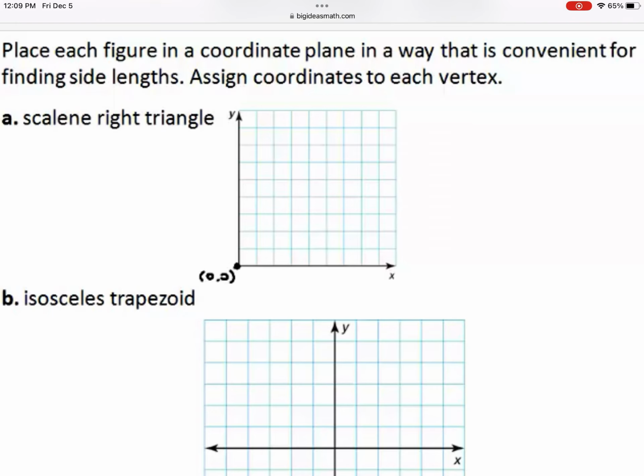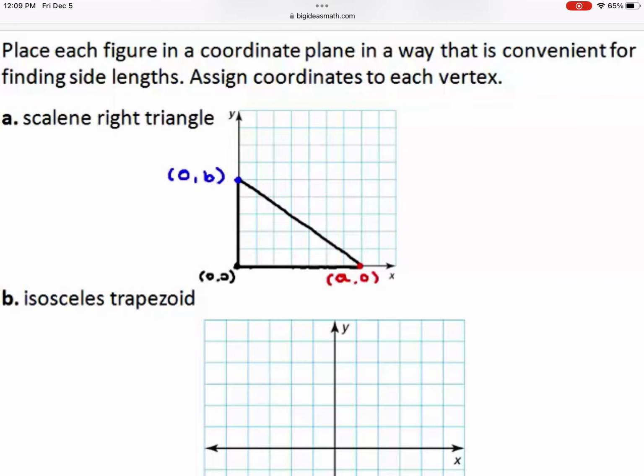Since it's a right triangle, you will have one point on the y-axis and one point on the x-axis to form your right angle. So let one coordinate be (0, b) and another be (a, 0), where a and b are not equal. Then connect your points using line segments to form your scalene right triangle.